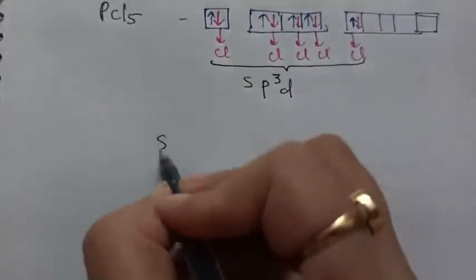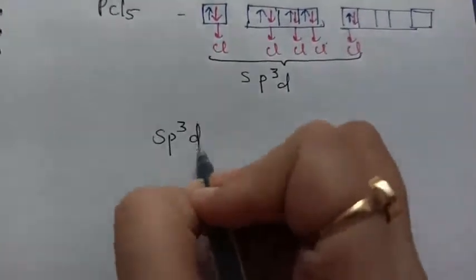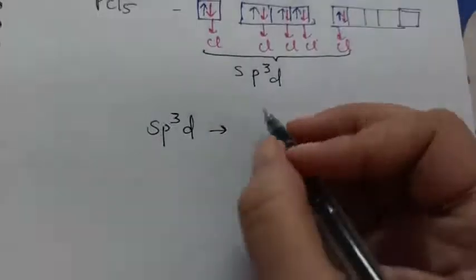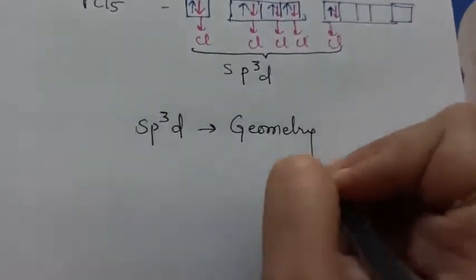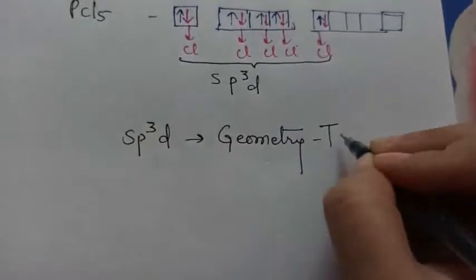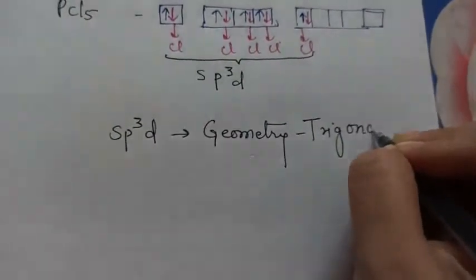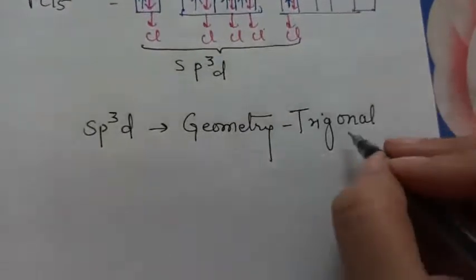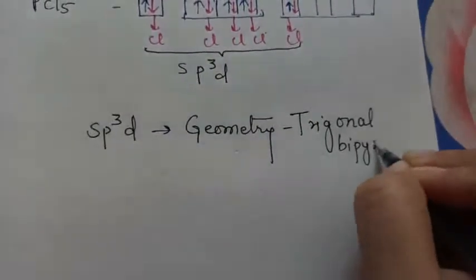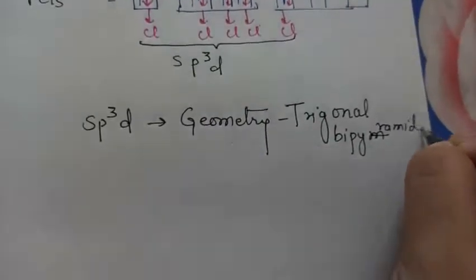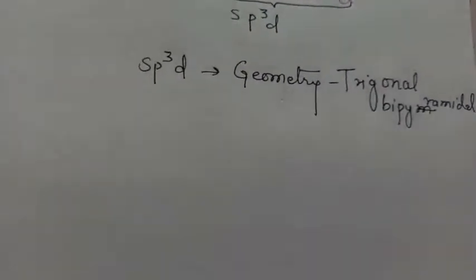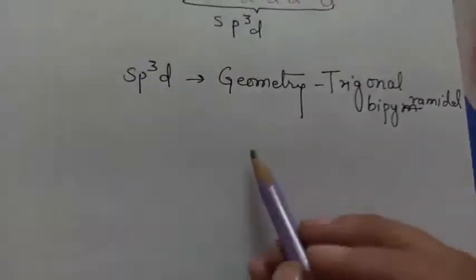Now according to the table already studied, sp3d hybridization means geometry will be trigonal bipyramidal. Bipyramidal, right? Trigonal bipyramidal क्यों हो रही है? क्योंकि PCl5 है. So you see it's very easy.